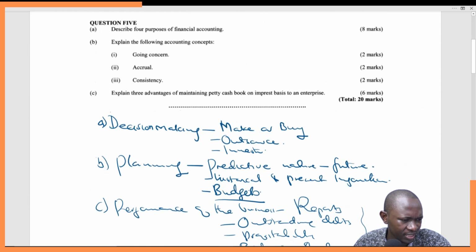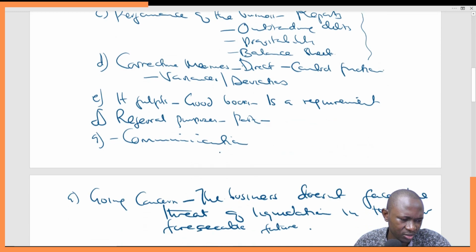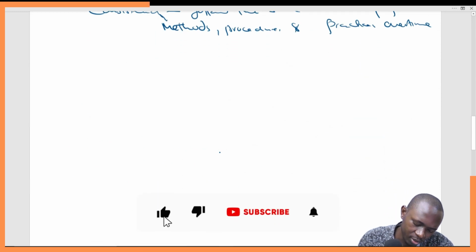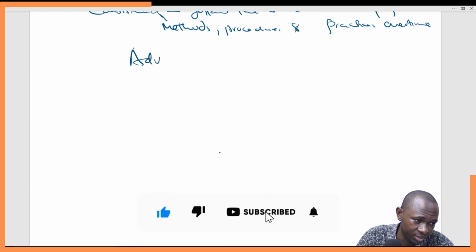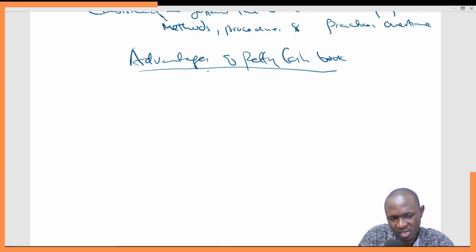Then explain 3 advantages of maintaining petty cash book on imprest basis to an enterprise. Now, advantages of petty cash book. Now, petty cash book, you have the ordinary way and you have the imprest way. And this question is very keen on the imprest way.